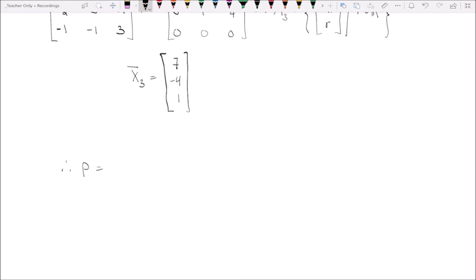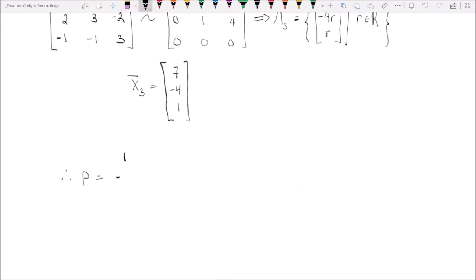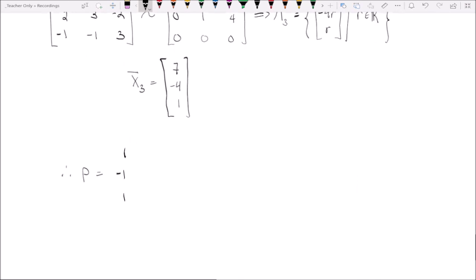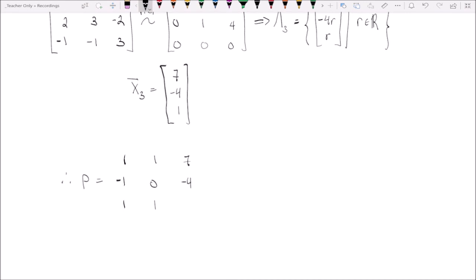And so we take our P to be the matrix where each column is the associated eigenvector. Right, so the first column will be the first eigenvector, which we said was 1, negative 1, 1. Second column will be the second eigenvector, 1, 0, 1. And the third column is the third eigenvector, 7, negative 4, 1. And we take as our diagonal matrix the matrix whose main diagonal elements are the associated eigenvalues. So the 1,1 entry would have to be 0, the 2,2 entry would have to be 1, and the 3,3 entry has to be 3.